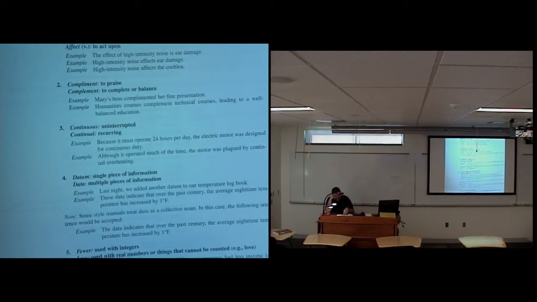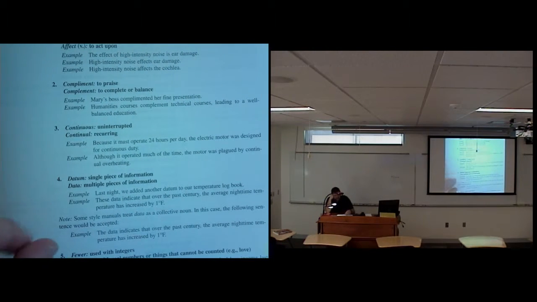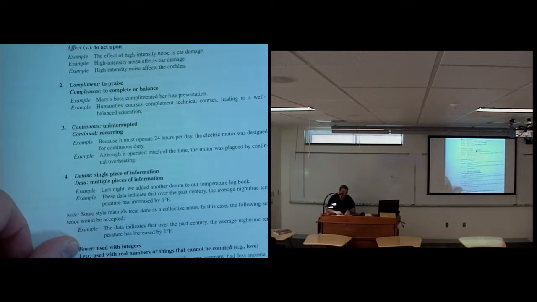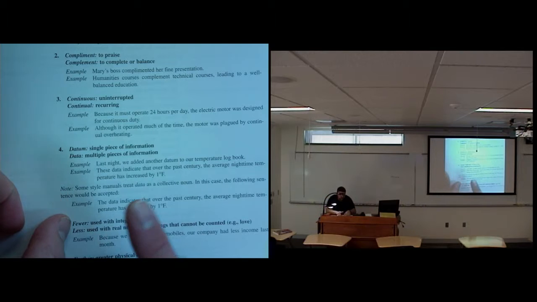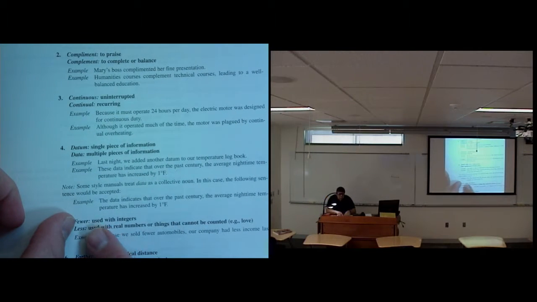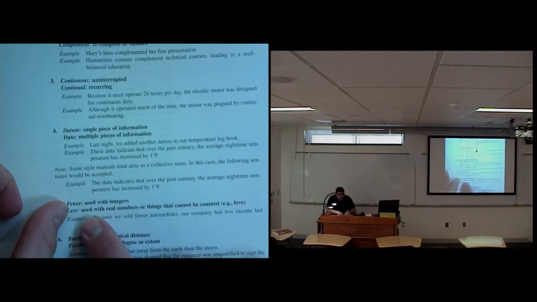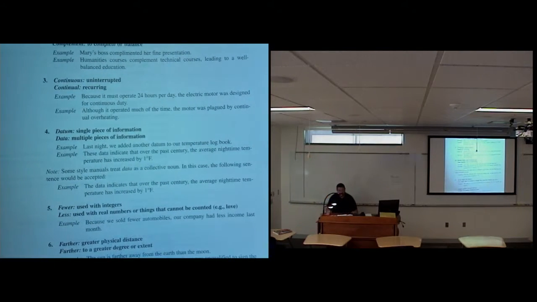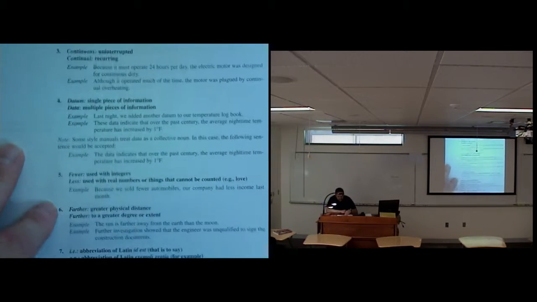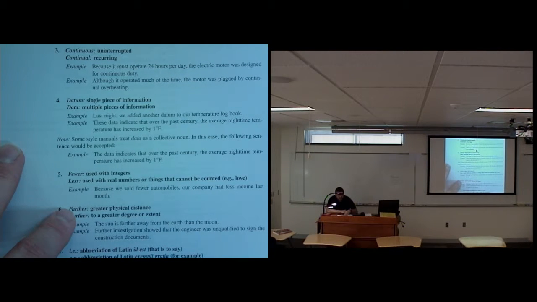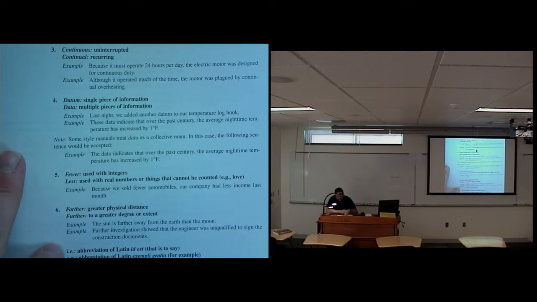Fewer and less. In math, there's a lot of words that have very specific meanings, and these two words do have specific meanings. When you're dealing with integers, the numbers 1, 2, 3, 4, 0, -1, -2, -3, -4, you use the word fewer. When you use less, that is all the real numbers, or things that cannot be counted. Farther and further, right? Farther actually has something to do with distance. Further does not have anything to do with distance. Okay?